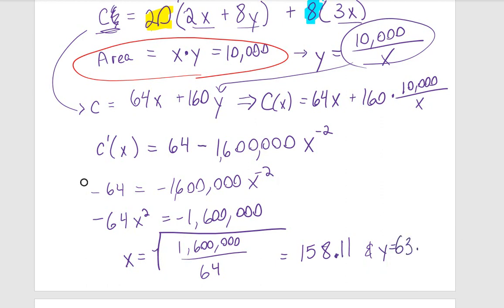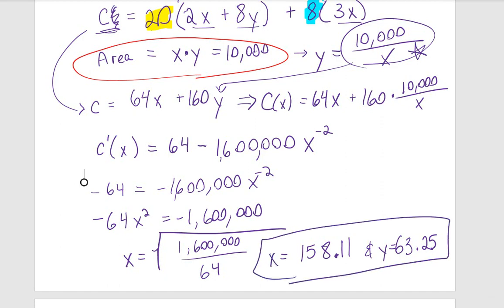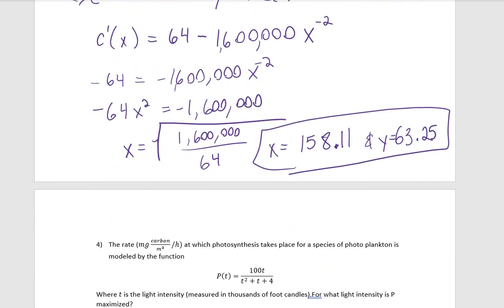63.25. And the way I got that is because I plugged in that 158 into this equation here. So x has to equal 158.11 and y equals 63.25. Great.